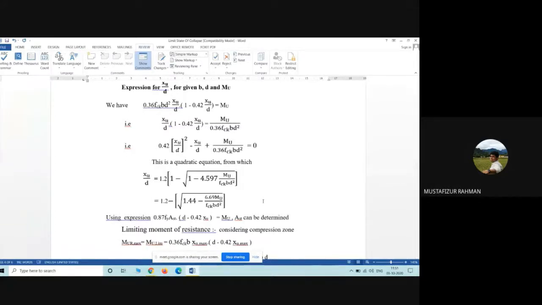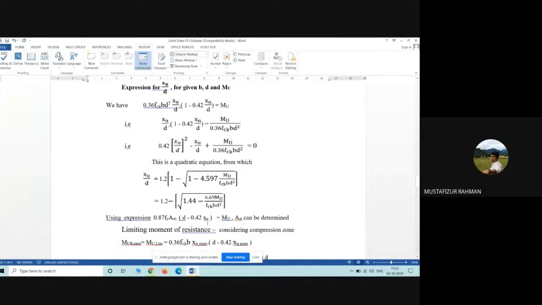We had one expression, XU maximum by D. For 250 it is 0.53. For 415, it is 0.48. For 500, it is 0.53. Now you compare these. This is XU maximum, it is the ratio with respect to the neutral axis. Actual neutral axis depth factor, and we had obtained the limiting neutral axis depth factor XU maximum by D. Say if we are utilizing Fe415, now XU maximum by D is equal to 0.48.